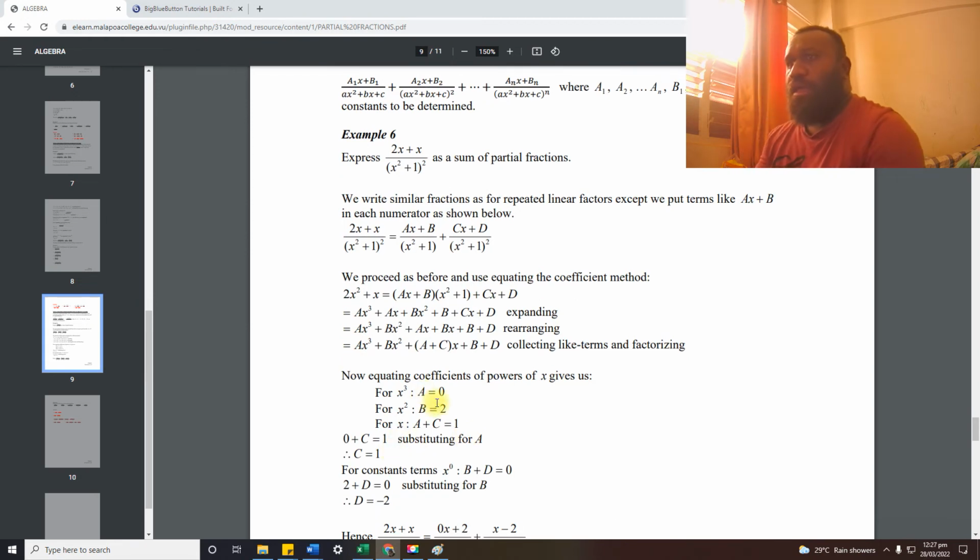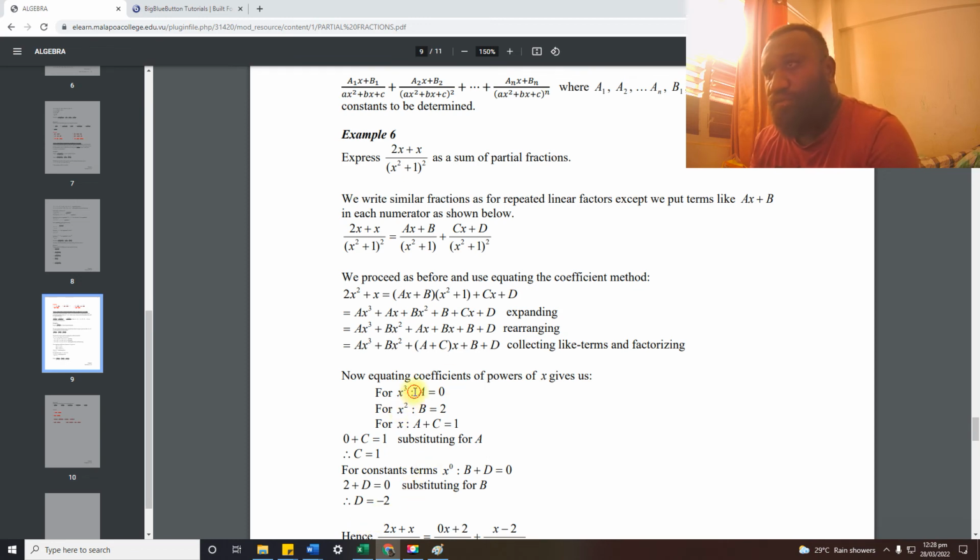Now we equate coefficients. The number in front of x cubed here is a, and on the left hand side there's no x cubed, so it is 0. The number in front of x squared is b, and the number in front of x squared on the left hand side is 2. And the number in front of x on the left hand side is 1; here it is a plus c, so a plus c equals 1. Then you have b plus d, and the constant on the left is 0, so b plus d equals 0.